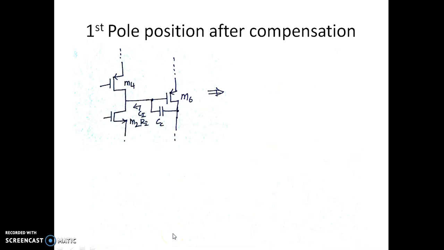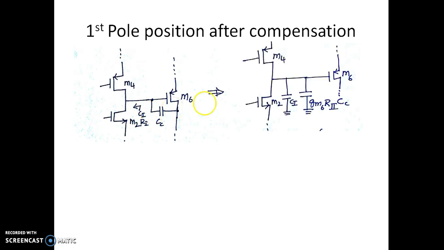Now you can see this is after compensation. Now you can see we have provided a compensation here. The compensation, this is now Miller capacitance. You can see the Miller capacitance will be written like this now.